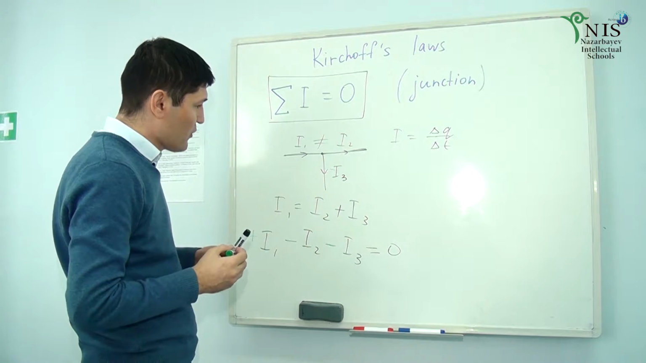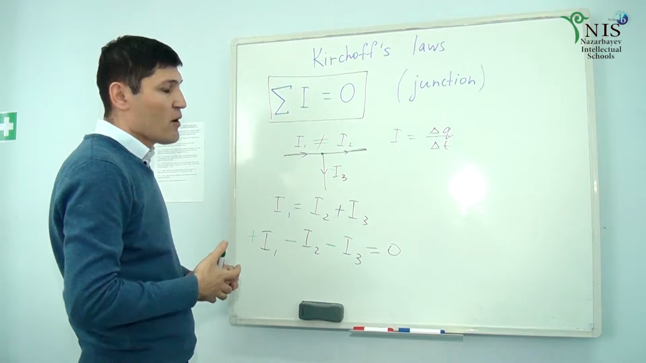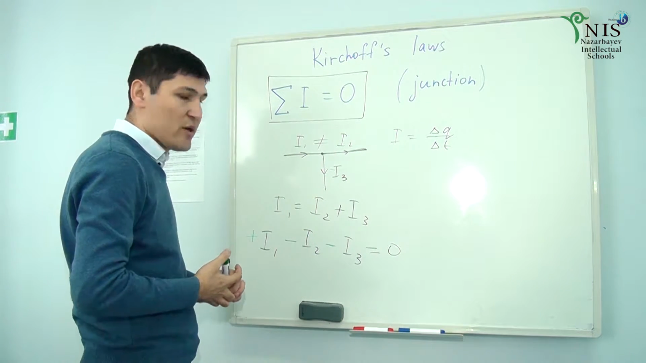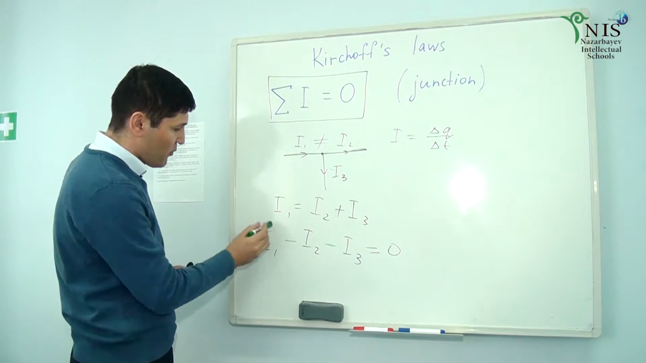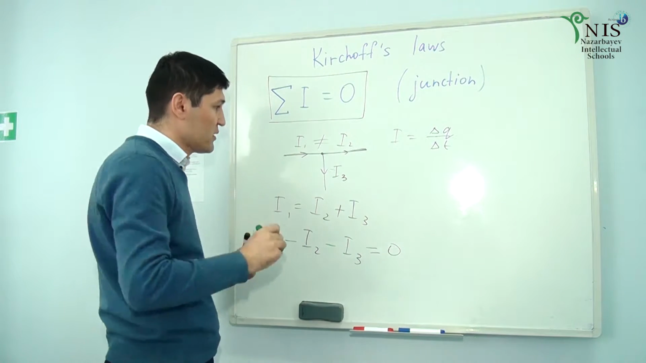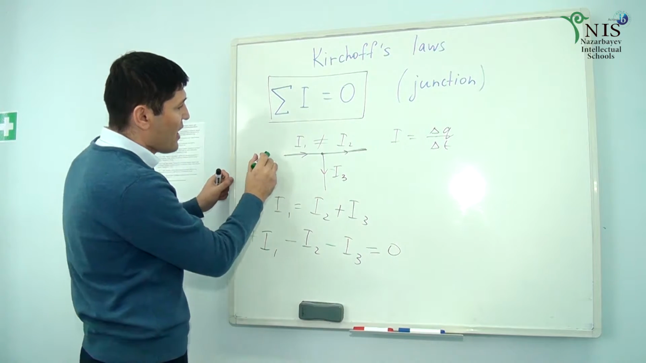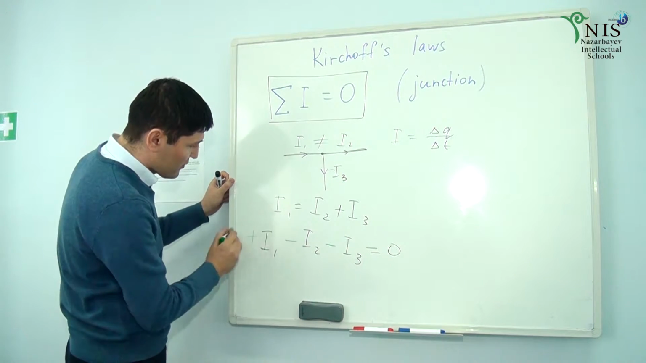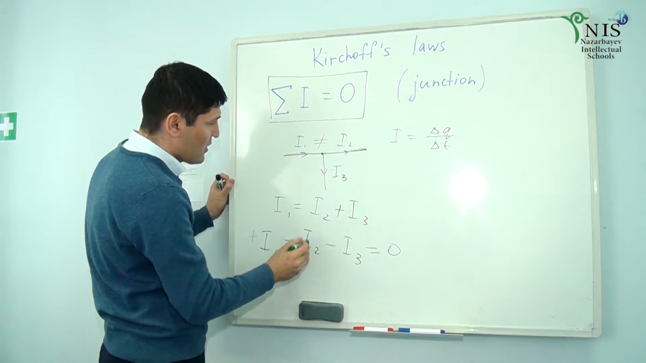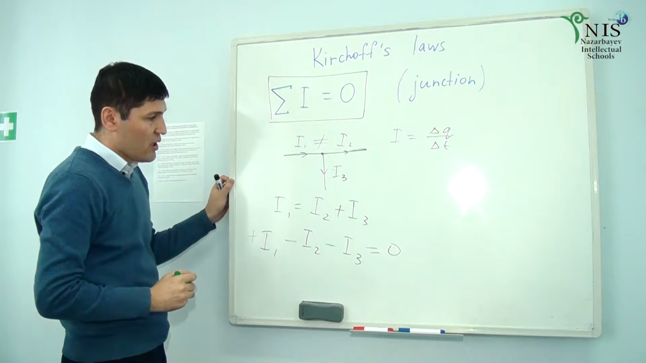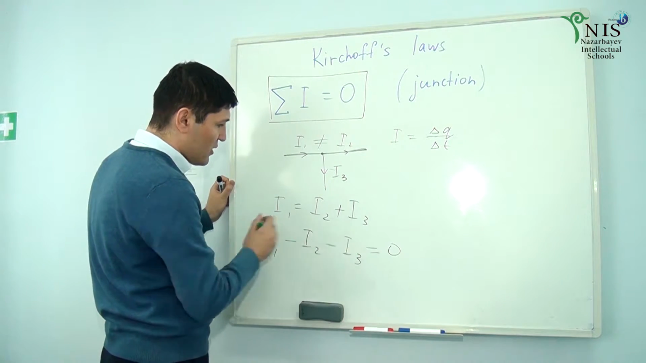So how can we make sure that we have the correct sign? It depends whether the current is coming into the junction or going out of the junction. Current coming into the junction is positive. Going out of the junction is negative. Let's double check. I1 is going into the junction, therefore it's positive. I2 is going out of the junction, so it's negative. I3 is also going out of the junction, therefore it's negative. That's why we add them together, we get 0.